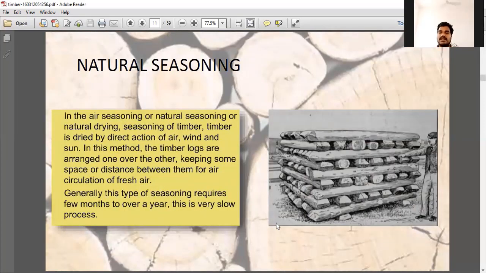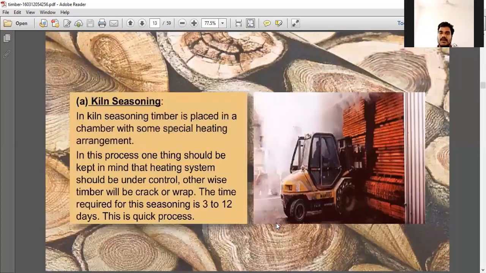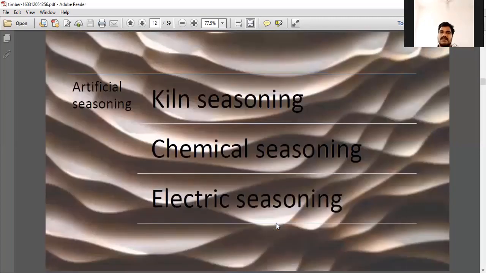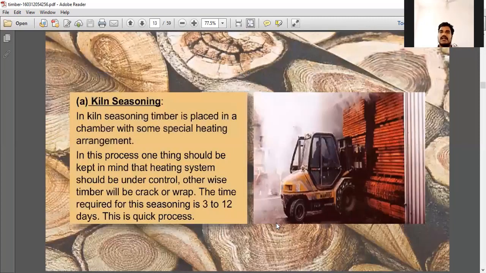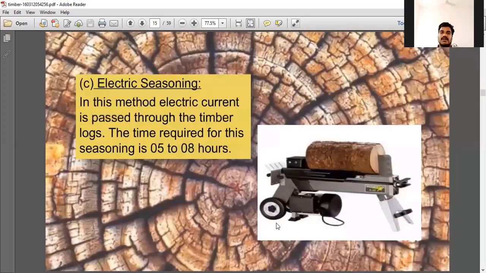So natural seasoning, even in villages you can see after you cut the trees, you pile them up in a specific manner, and that way you allow it to dry in the sunlight. After so many days, you can use it for burning and for cooking purposes also. So even for using in building constructions, you need to dry that. Okay, so different seasoning, these are all not necessary. Just remember kiln seasoning, chemical seasoning, and electric seasoning. So these are all not necessary.